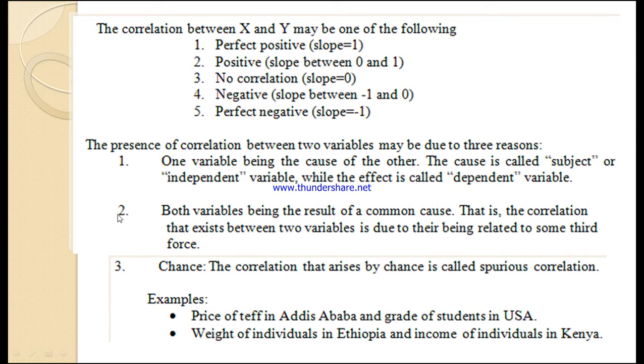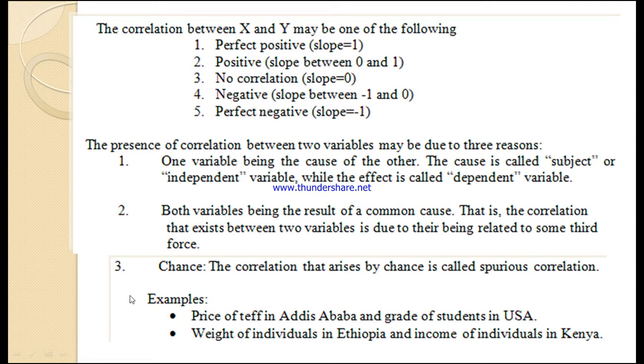The second reason for the correlation between two variables is when both variables are the result of a common cause, which means the correlation that exists between two variables is because of their being related to some third force. If there is some other force that causes an effect on both variables, we say that these two variables are correlated with each other.